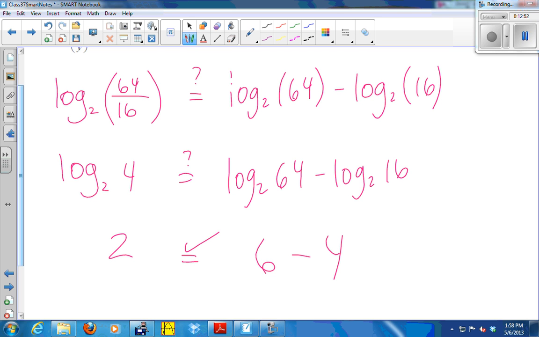Log base 2 of something? You will find that out on Wednesday. Yes, for now you're doing everything in your head. And anything you can't do in your head, you have to solve graphically.